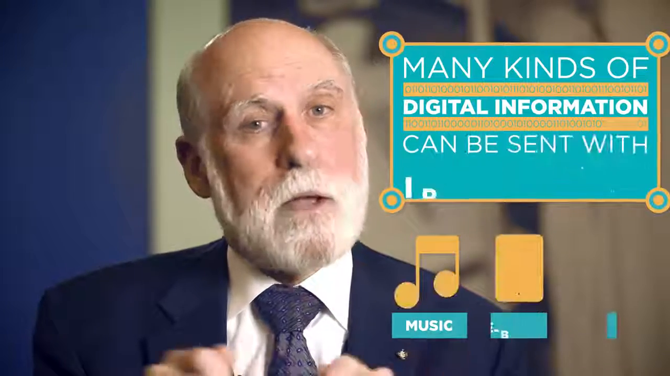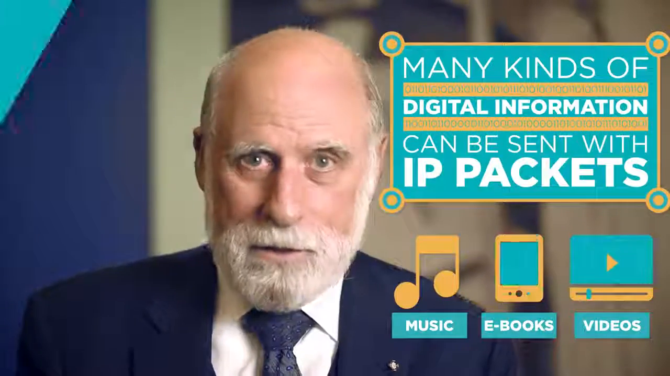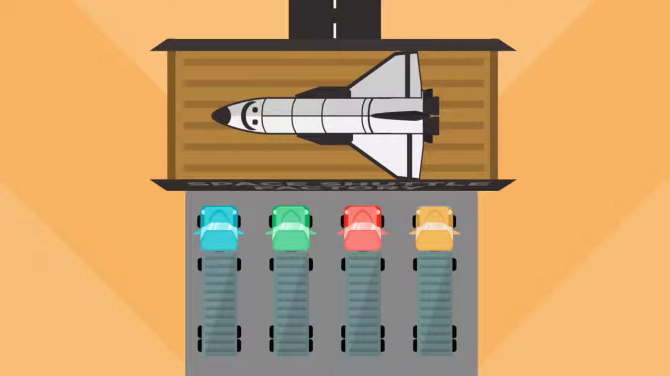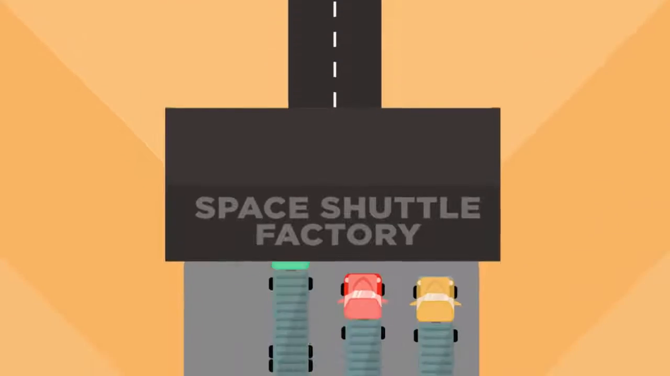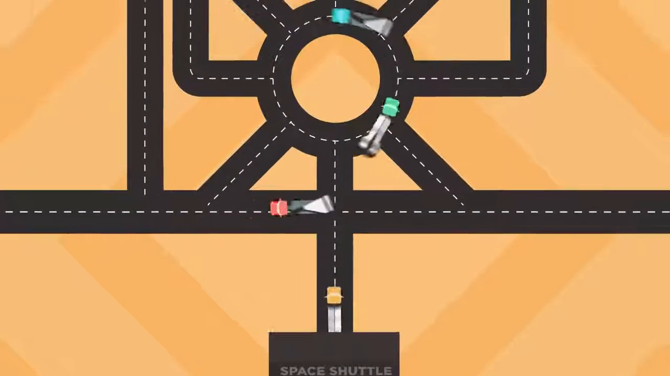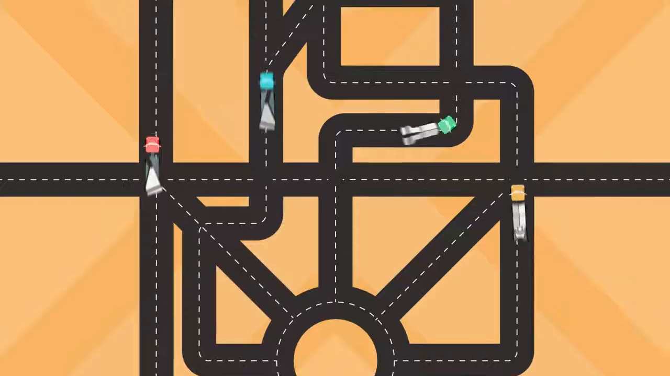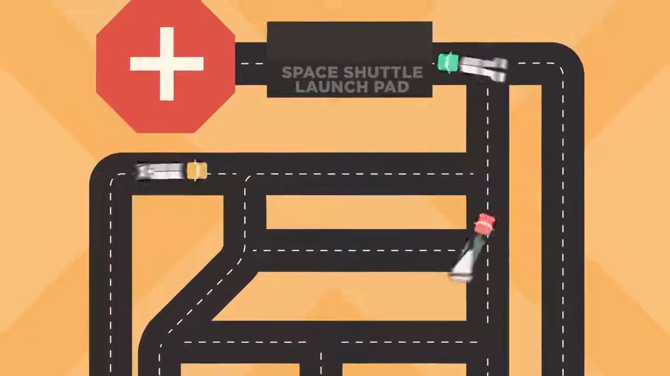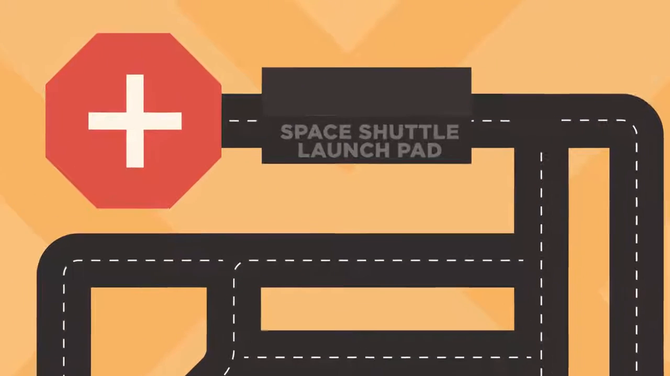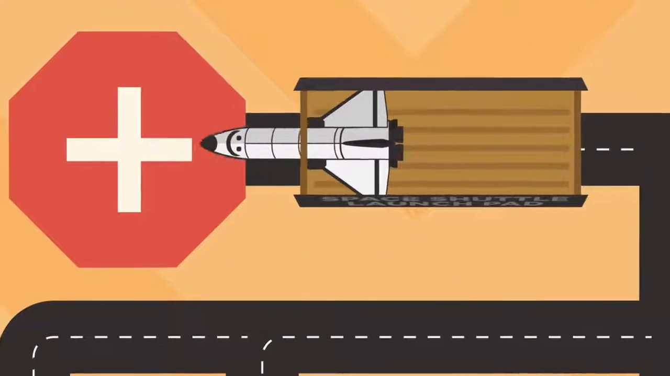And just as you can transport all sorts of stuff inside a car, many kinds of digital information can be sent with IP packets, but there are some limits. What if, for example, you need to move a space shuttle from where it was built to where it will be launched? The shuttle won't fit in one truck, so it needs to be broken down into pieces, transported using a fleet of trucks. They could all take different routes and might get to the destination at different times, but once all the pieces are there, you can reassemble the pieces into the complete shuttle and it'll be ready for launch.